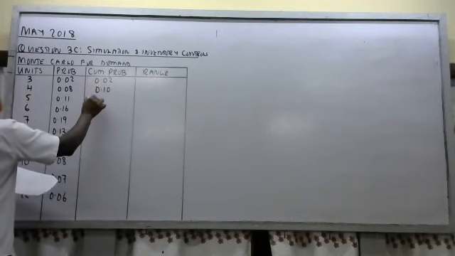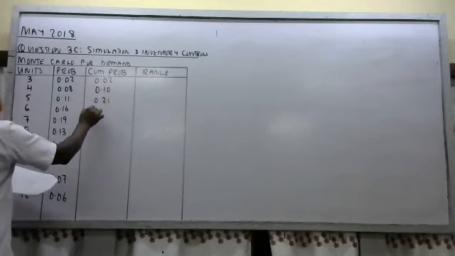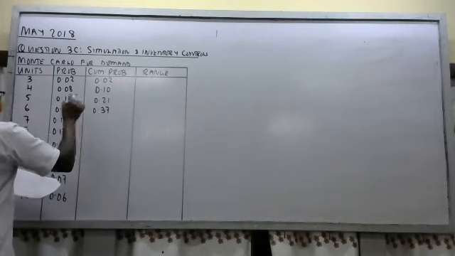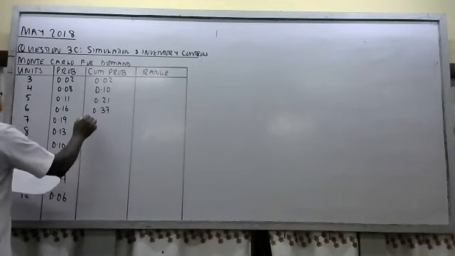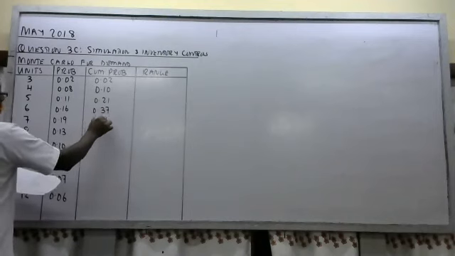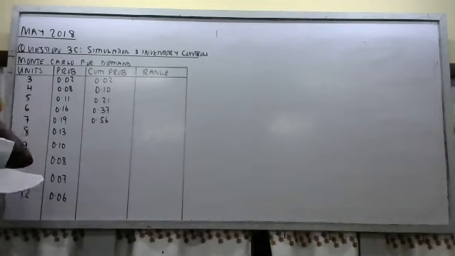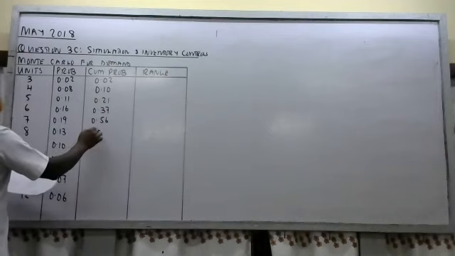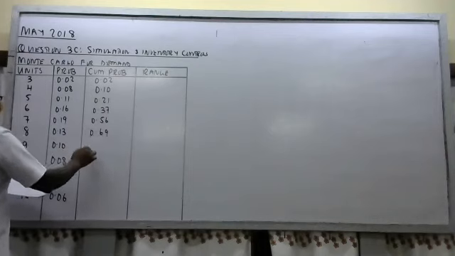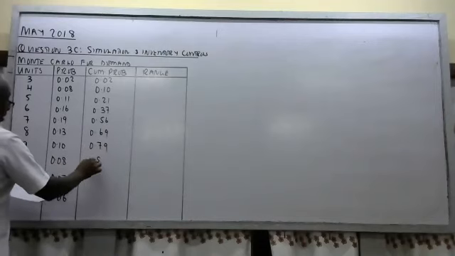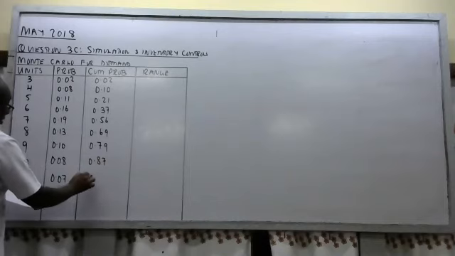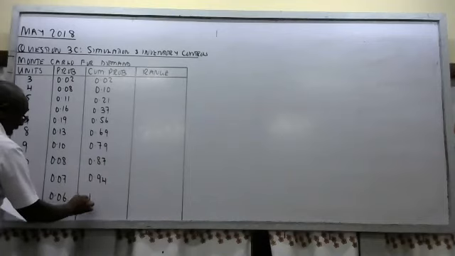So the cumulative probabilities are 0.02, 0.1, 0.21, 0.37, 0.56, 0.69, 0.79, 0.87, 0.94, and 1.